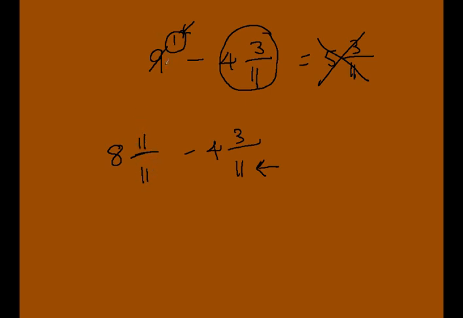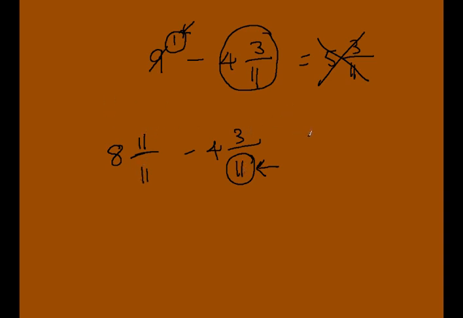So what did we change the 9 into? We changed it into 8 and 11 over 11. Now, why did we use 11? Just because we have 11 here. If this one was 12, this would be 12 over 12. If this one was 20, this would be 20 over 20.